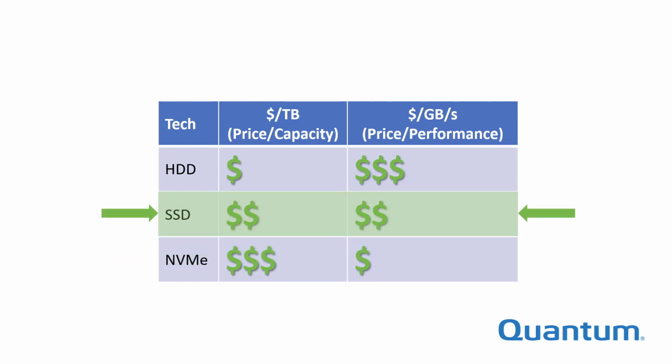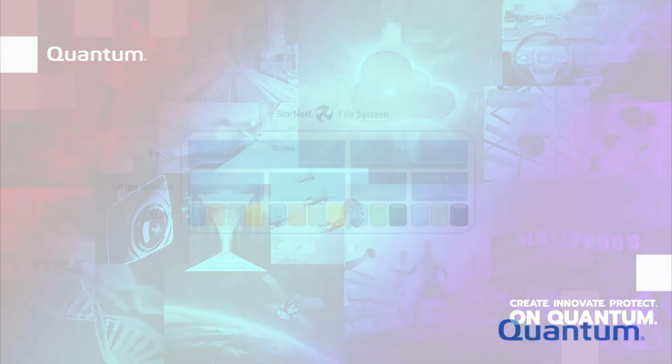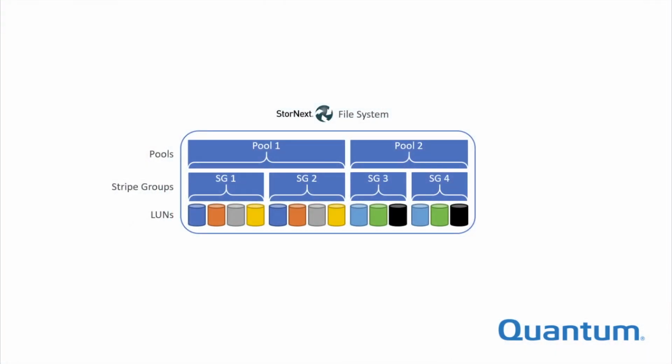Using StorNext file system pools, you can take advantage of the best attributes of each type of storage as your work demands it, without the need to manually copy files between file systems or storage arrays. In the first video, I explained what pools are and where they fit into the StorNext file system architecture. Pools facilitate the movement of files between different classes of primary storage within a single file system. This enables the most efficient use of high-performance storage assets.